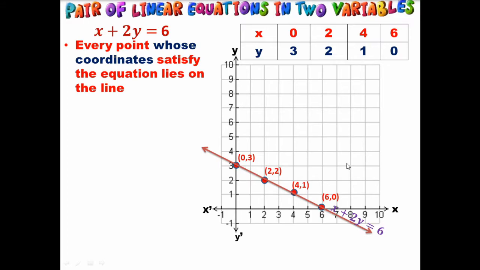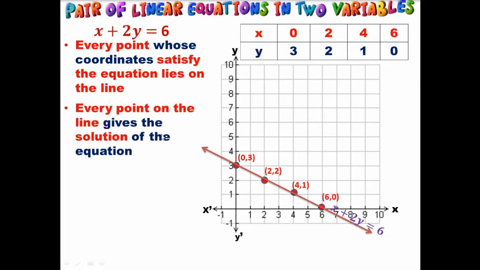Every point whose coordinates satisfy the equation lies on the line, isn't it? So previously we saw that when you substitute x equals 0, you get y equal to 3. So (0, 3) automatically satisfies the equation and that also lies on the straight line. So every point whose coordinates satisfy the equation will lie on the line. If it satisfies the equation, it will be on the straight line.